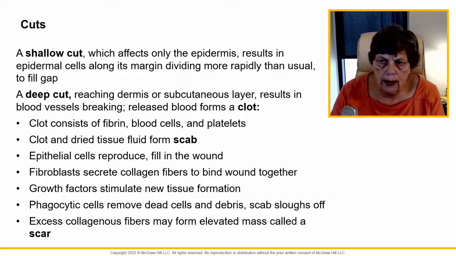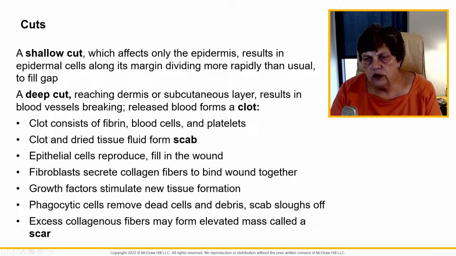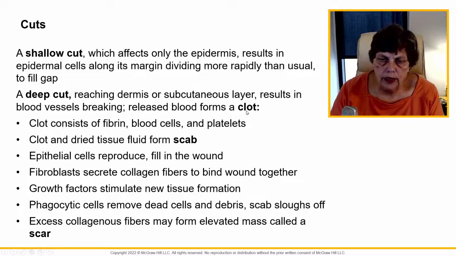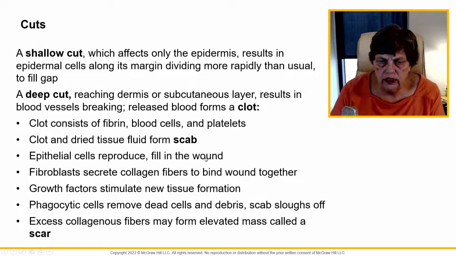This is normal, okay? So a shallow cut that only affects the epidermis is going to be very easily filled in and taken care of. A deep cut is a different story. First of all, we have to stop the blood loss, and we've got to form a clot. That clot, and you'll learn this in AP2, consists of fibrin and blood cells, and the platelets, the clotting cells that we learned about. And they will clot and form a scab, and then the epithelial cells will reproduce and fill in that wound.